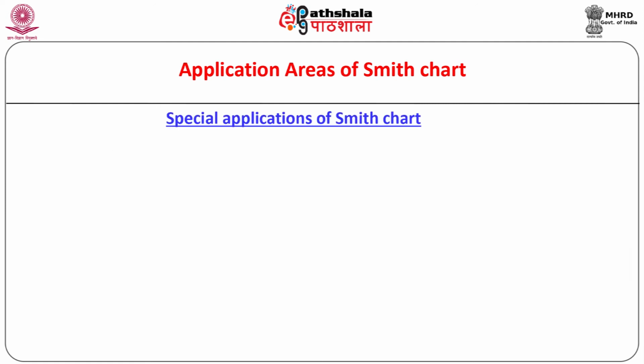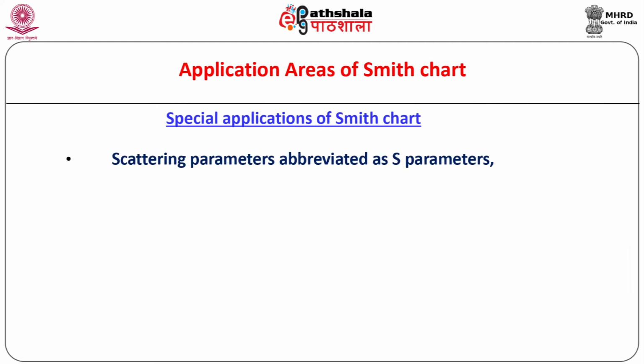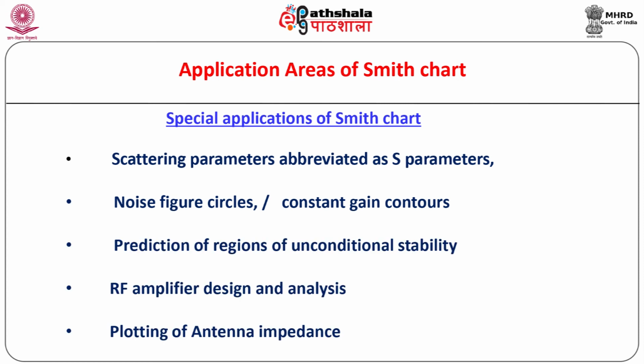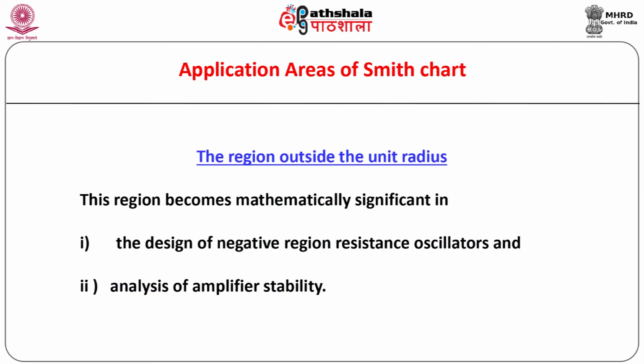Besides determination of transmission line parameters and related problems, Smith chart has many other miscellaneous applications. Scattering parameters, abbreviated as S parameters, noise figure circles, constant gain contours and regions of unconditional stability are some of the special applications of Smith chart. Mostly, Smith chart is used for systems in which reflection coefficient is maximum 1. In other words, we think of only the region within the unit radius circle.